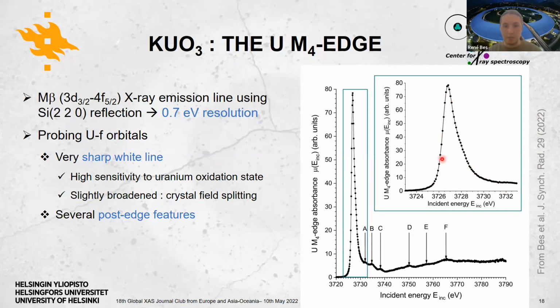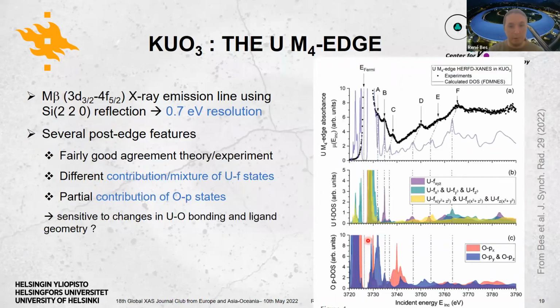This white line, zoomed in, is very sharp, so it will be highly sensitive to uranium oxidation state, but it is still slightly broadened. As you can see, there is a kind of shoulder on the right side, the high energy side, which is probably the consequence of the crystal field splitting, and I will go back to it later. In addition, there are several post-edge features, which are a little harder to see in this slide, but I will zoom in afterward because of the very huge white line. If you zoom in on those post-edge features and compare them to the calculations, you can see a very nice agreement as well, with a slight shift of some of the features again.